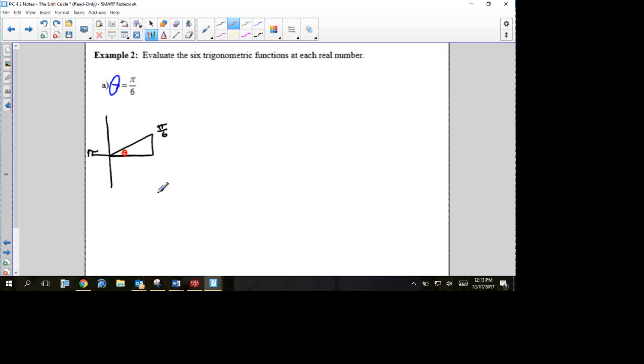And then I have to know what kind of triangle it is. If I'm doing this by hand, it's got to be a special triangle. So pi over 6 is what degrees? If I take 180 degrees, divide it into 6 equal places, pi over 6 is 30. So I know this is a 30, 60, 90, but the theta is at 30 degrees. So we're doing sine of pi over 6, and the other 5 too.